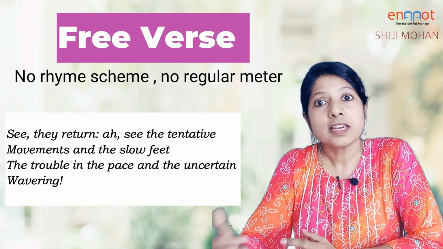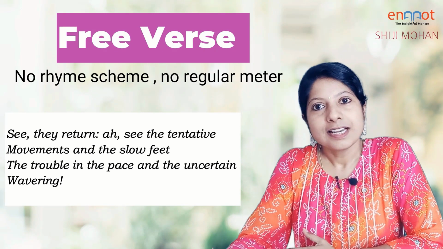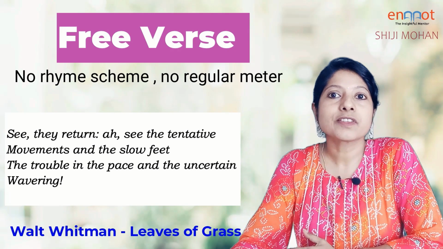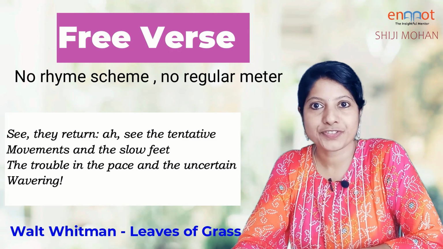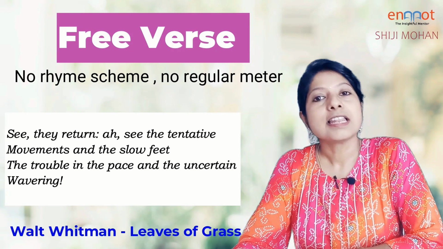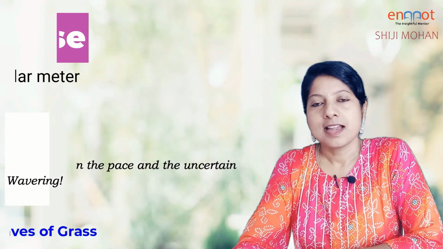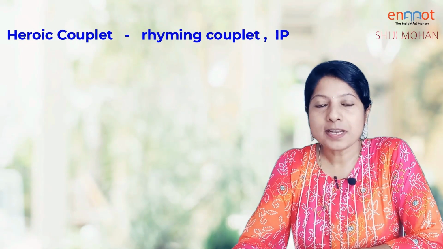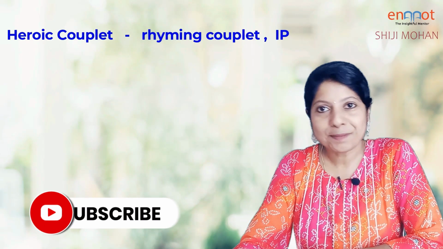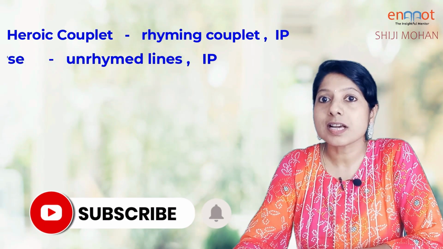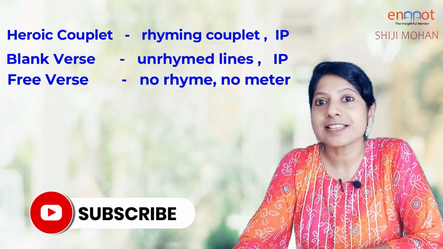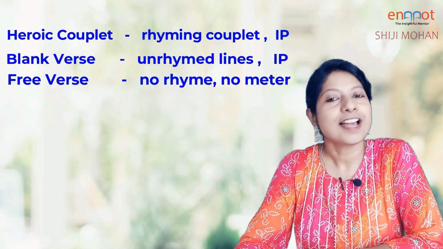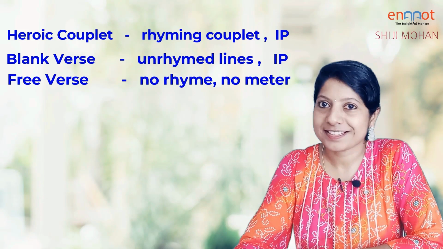and it can also follow irregular meter. Now, Walt Whitman is often credited as introducing free verse in English language poetry in his work Leaves of Grass. So, heroic couplet is a rhyming couplet in iambic pentameter, blank verse is unrhymed lines in iambic pentameter, and free verse has no rhyme pattern and no metrical pattern.